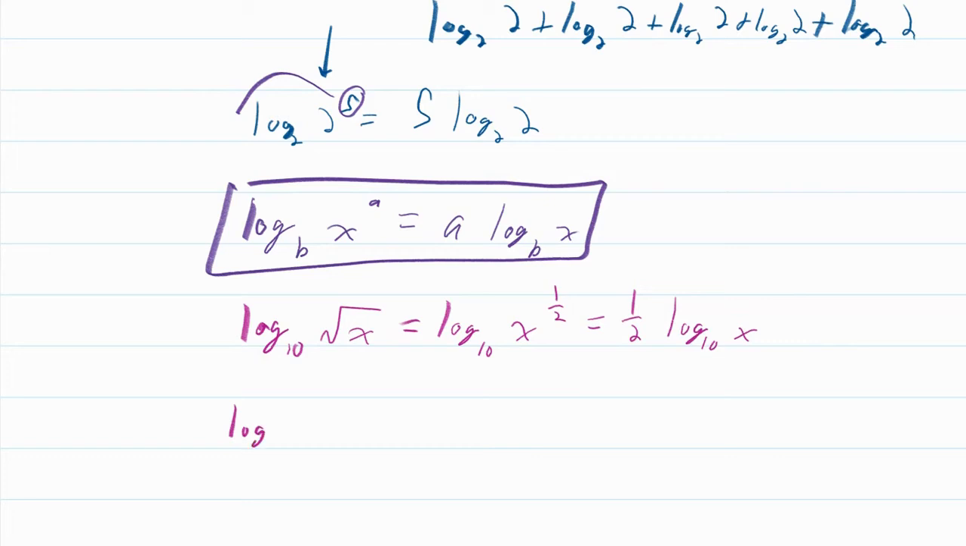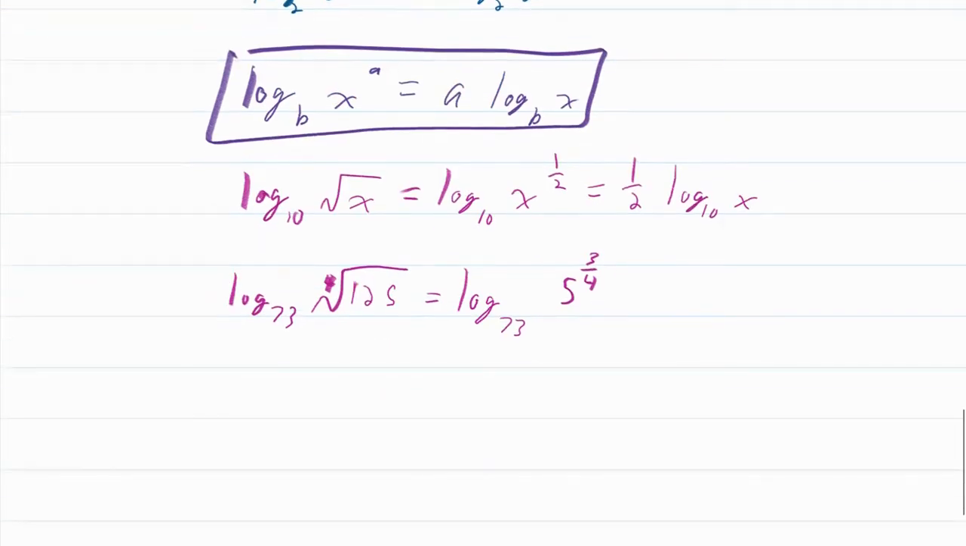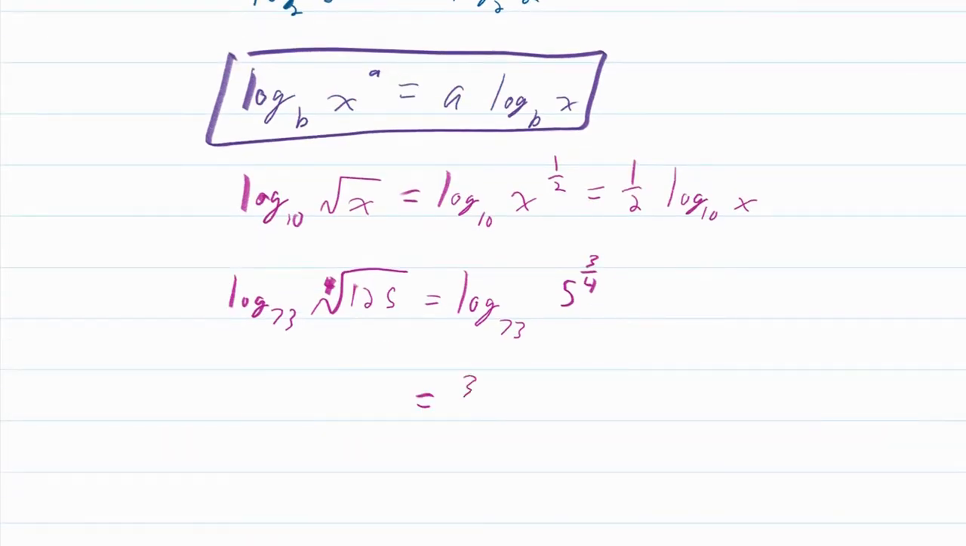Or if I have the log base 73 of the 4th root of 125, if I wanted to bring that down to something a little bit simpler, I could say that that's the same as the log base 73 of 5 to the 3/4, or 3/4 times the log base 73 of 5.